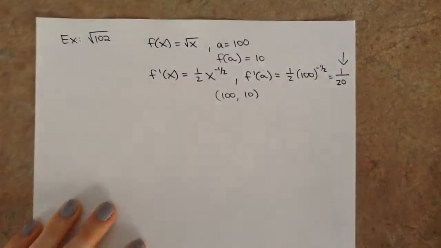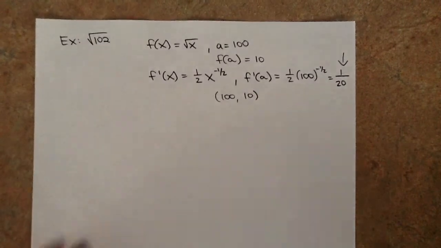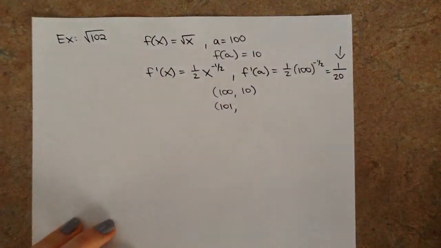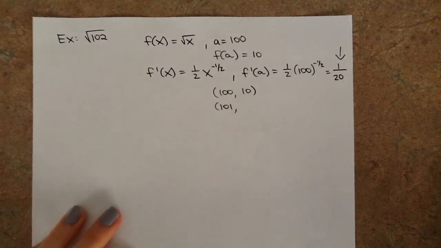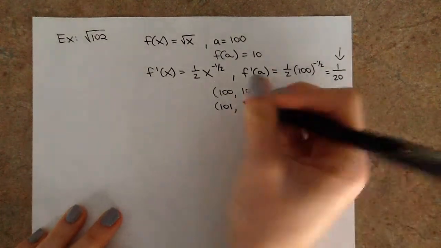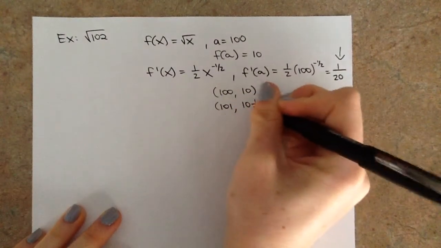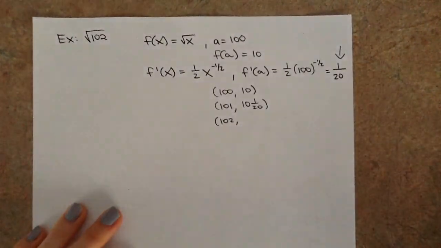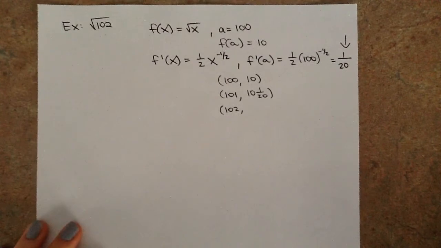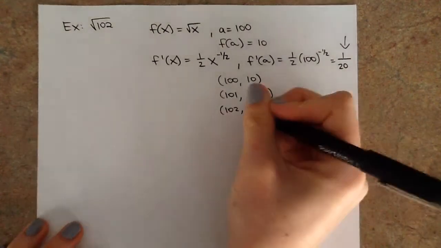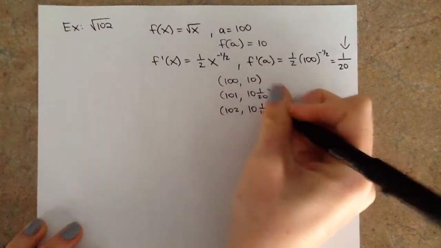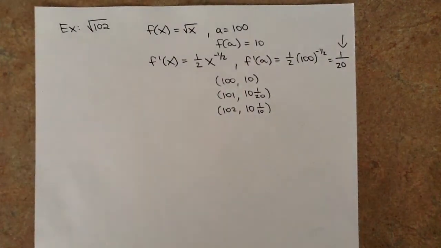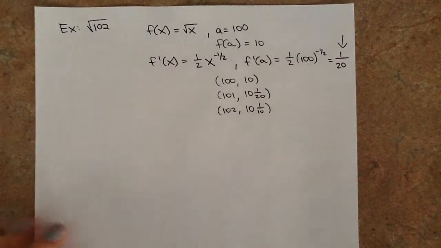that's our first ordered pair. That's our point of tangency. So if we wanted to go up 1, how much would our y value go up? 1/20th. So it would go up to 10 and 1/20th. And then if we wanted to go up 1 more, what would our y value go to? 10 and 1/10. Okay, so I am telling you right now, that's what the tangent line is going to give you. And once you see the tangent line all written out, you'll see that's what it actually gives us.